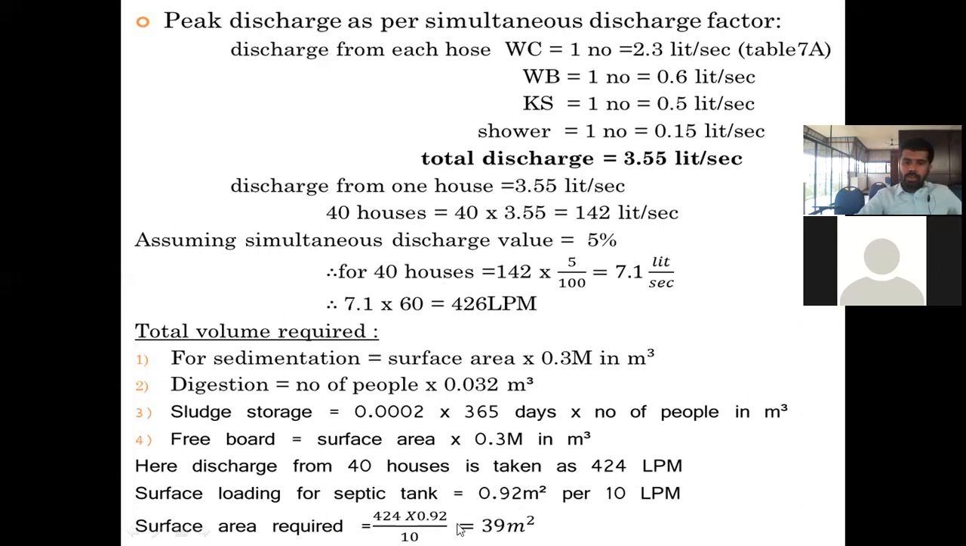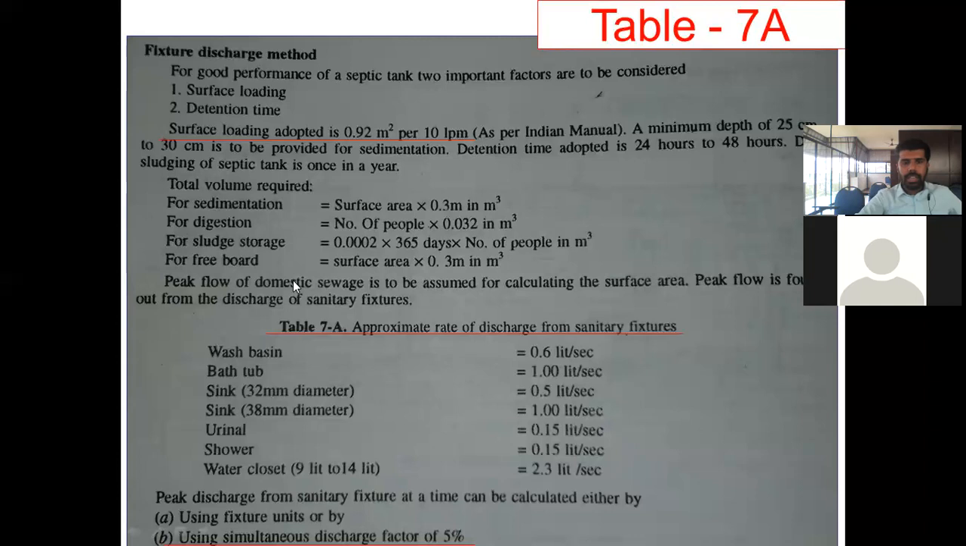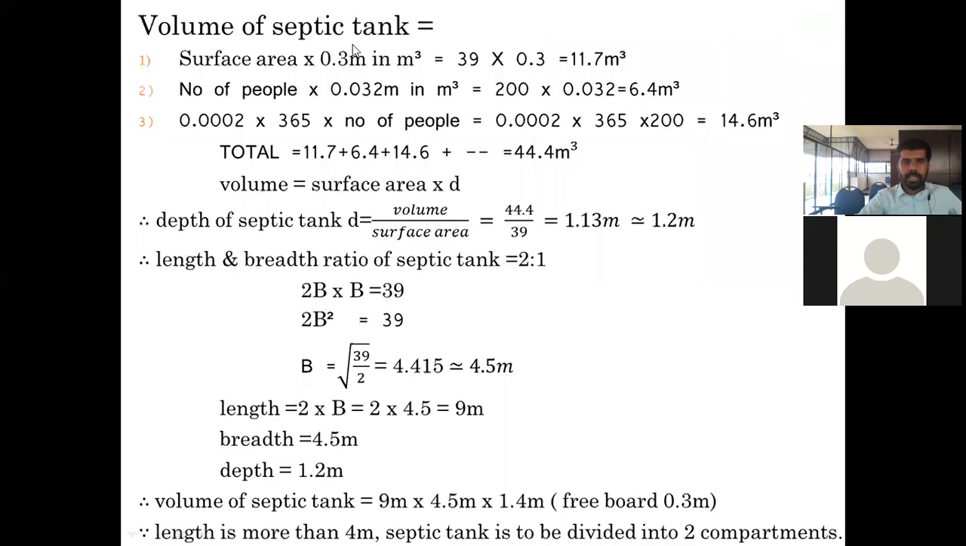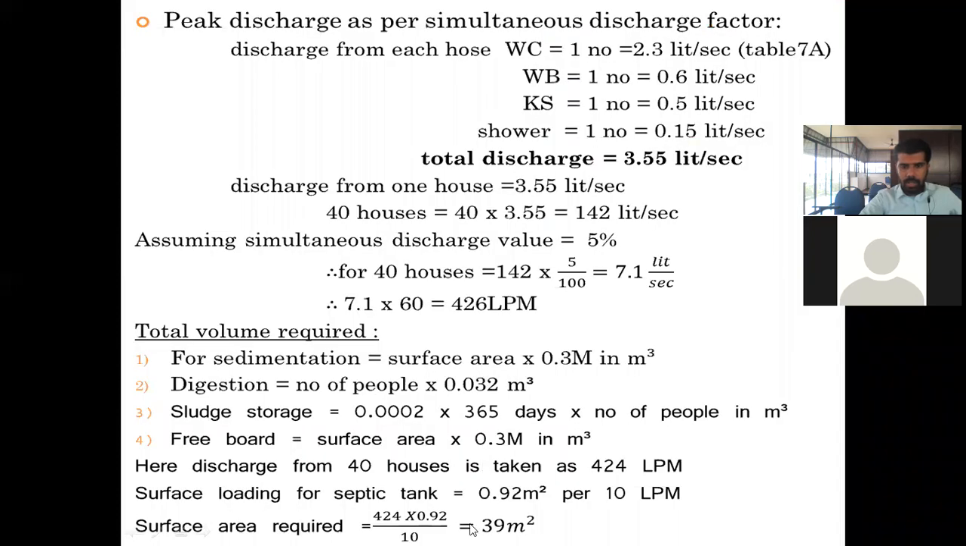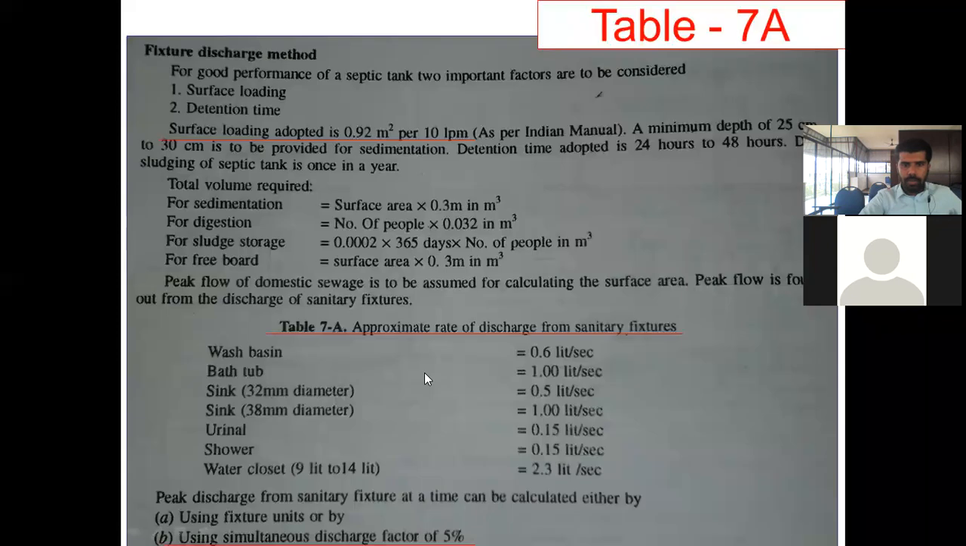424 into 0.92 divided by 10. It is 39 meter square. So 39 meter square is the surface area. Now, the volume of the septic tank. We got the surface area. So for sedimentation, surface area into 0.3. Surface area we got 39. So 39 into 0.3.